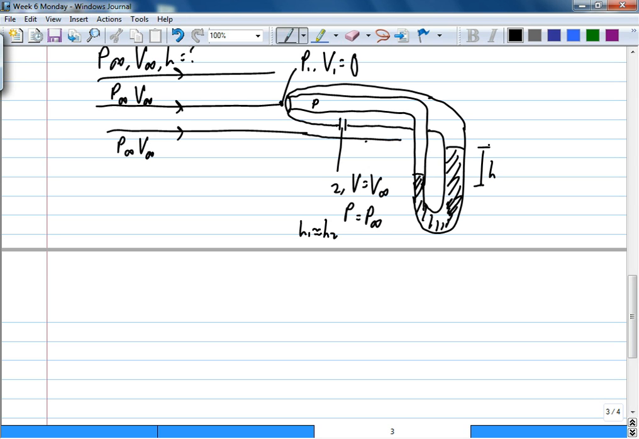So at point 1, can we say P2 equals P infinity? Okay or not? We didn't stop the flow. We just let it slide past the manometer. We just let it slide past. It's not. You saw the holes at the side. Anybody disagree with this one?